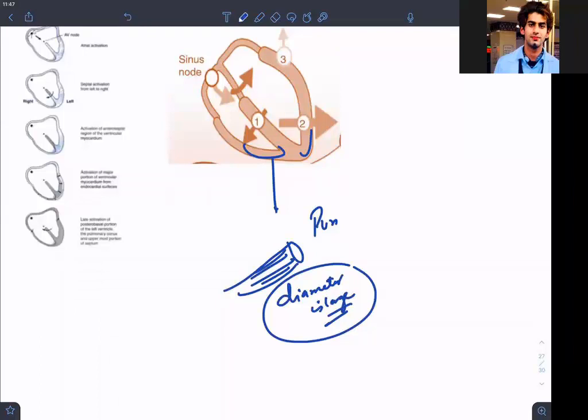Clear? So that's why they are able to conduct rapidly. When you have a steep slope, you get that fast effect, isn't it? So that's why in the Purkinje fiber, the conduction velocity is maximum.